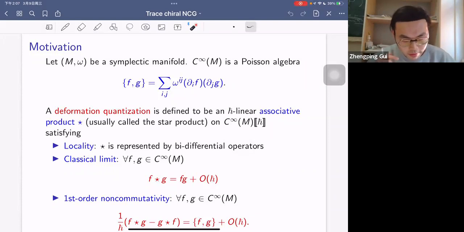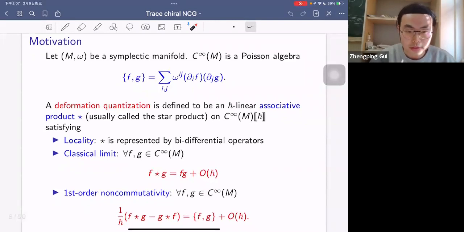The star product satisfies these three properties. The first is locality. This means that this binary operation can be expressed as bidifferential operators. And we require that when you take h bar equal to zero, we go back to our original pointwise commutative product. And the first non-commutativity is given by the Poisson bracket here.